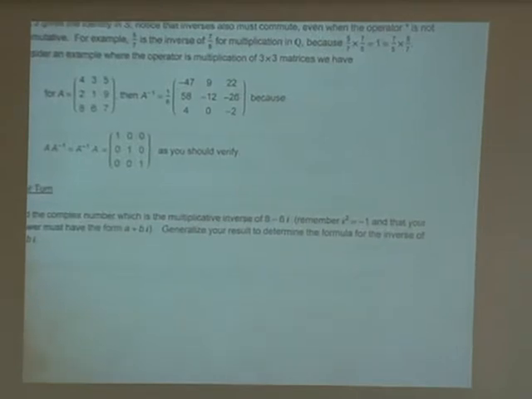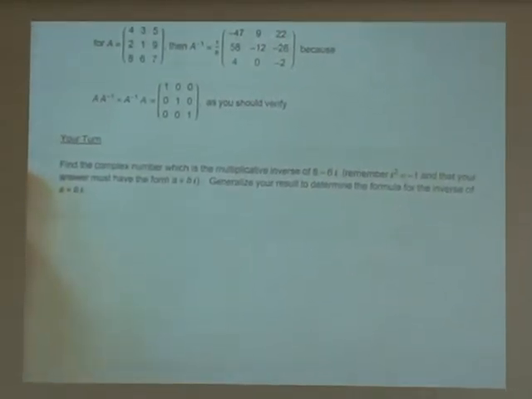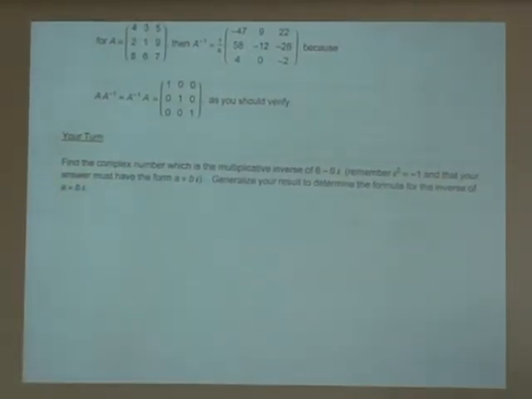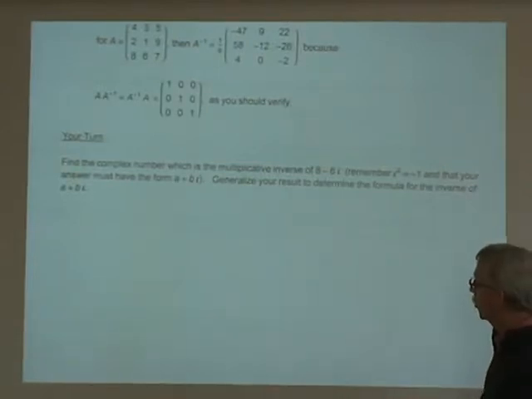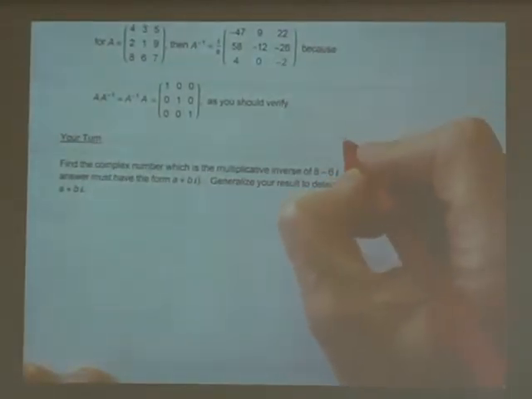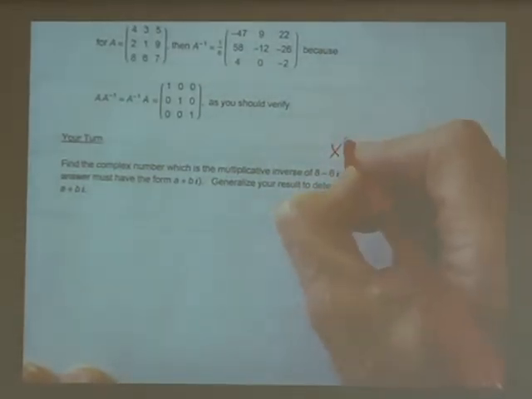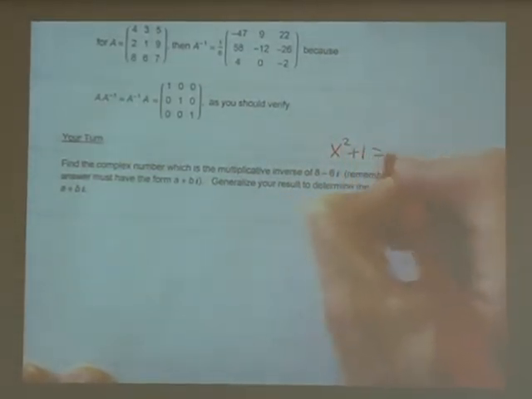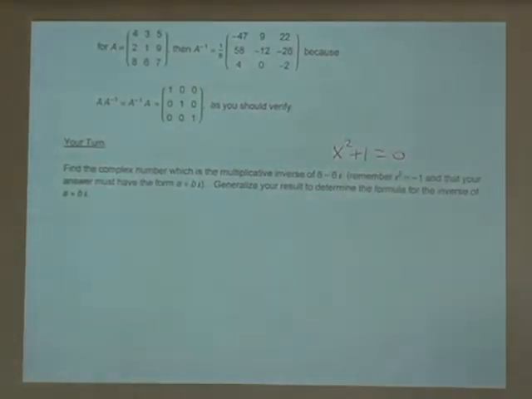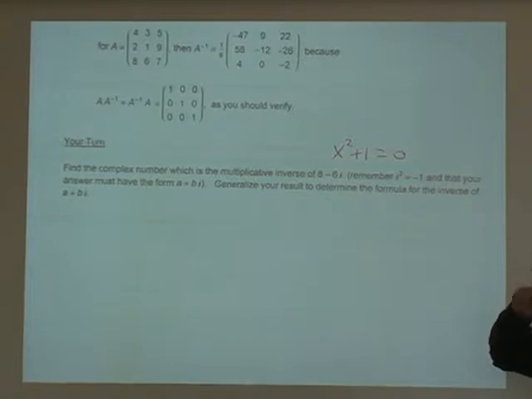Okay. Next in-class problem. We want to find a complex number which is the multiplicative inverse of 8 minus 6i. Remember, we're looking at complex numbers. i squared is -1, or we can say that i is one of the 2 solutions to x squared plus 1 equals 0. i and minus i will solve that equation. So what do we do?